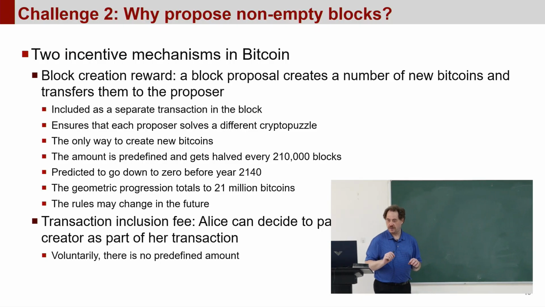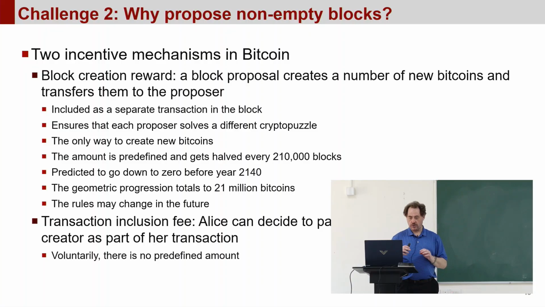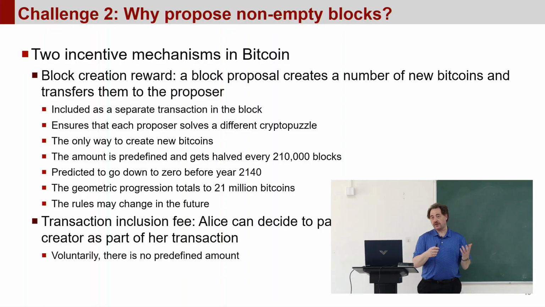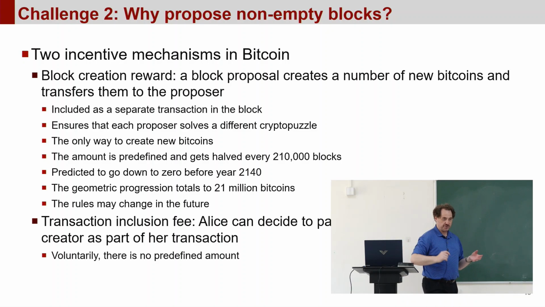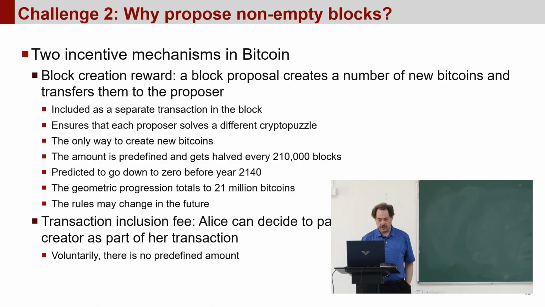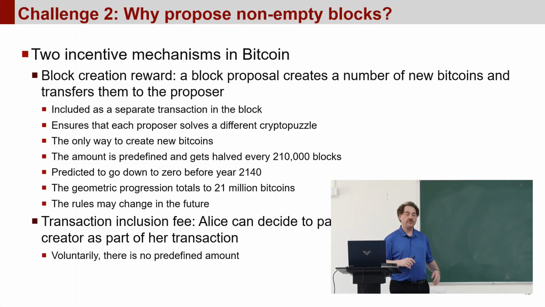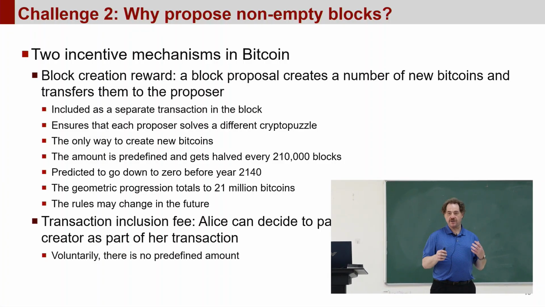The amount is fixed, and it gets halved every 210,000 blocks. So you can see that it's a geometric progression. And it's predicted to go down to 0 before year 2140, but of course it's far in the future. Who knows what will happen by then? The geometric progression totals to 21 million Bitcoins. So that would be the maximum amount of Bitcoins in circulation, minus all the Bitcoins that were lost due to lost keys.